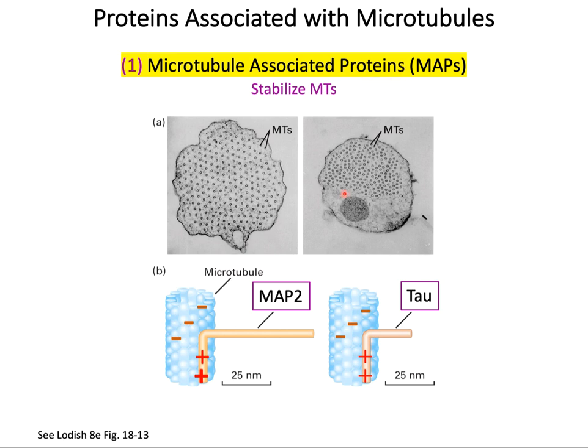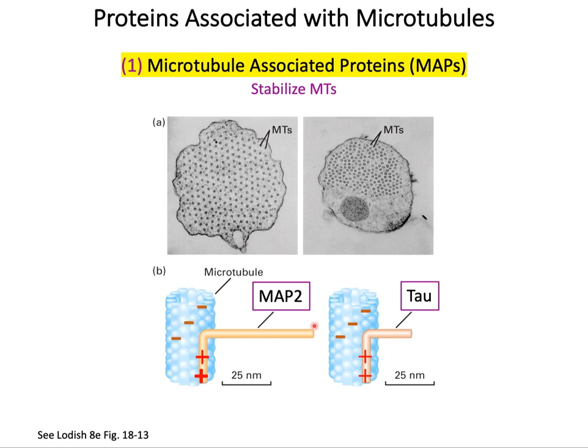The best characterized proteins are MAP2, MAP4, and tau. MAP4 is not shown on this slide, only MAP2 and tau. This group of proteins all have the same basic structure in that they have two domains. One domain is made up of repeats of positively charged amino acids, shown here. This part of the protein interacts with the negative charge that you see on the surface of the microtubules.